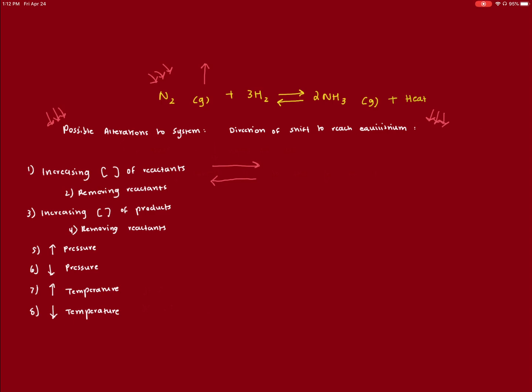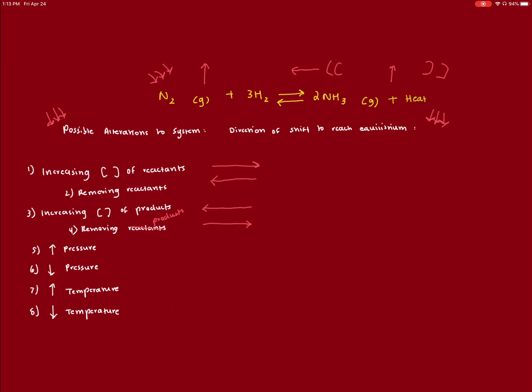If we increase the concentration of the products, using the same logic we used before, it's going to shift towards the left, towards the reactants. So if we increase the amount of products, as it gets larger and larger, we're going to see it pushed towards the reactants. And removing the products will cause a shift towards the products because we want to retain equilibrium.